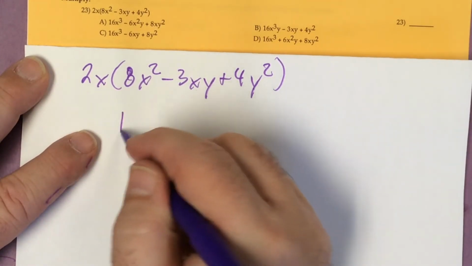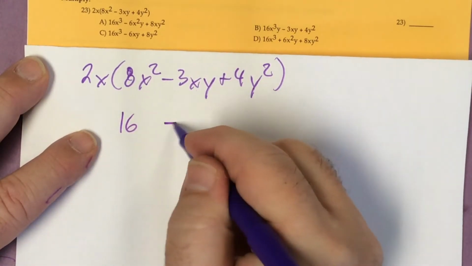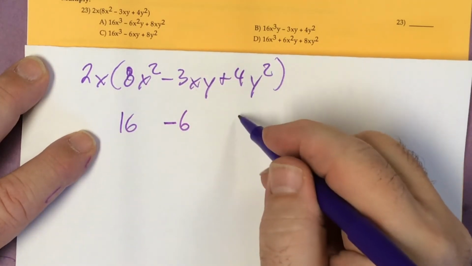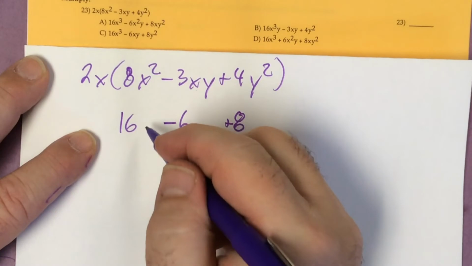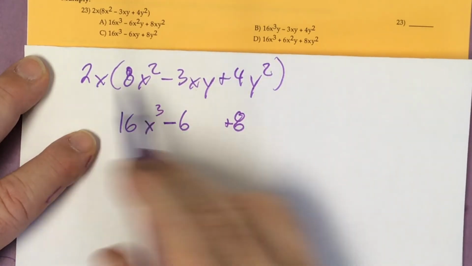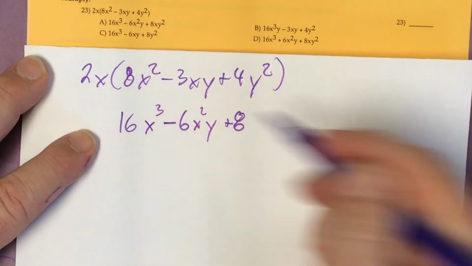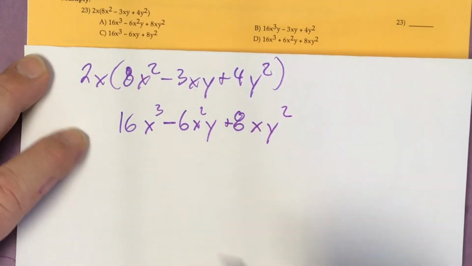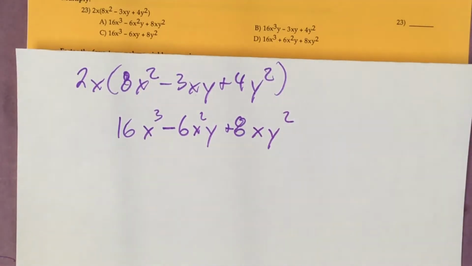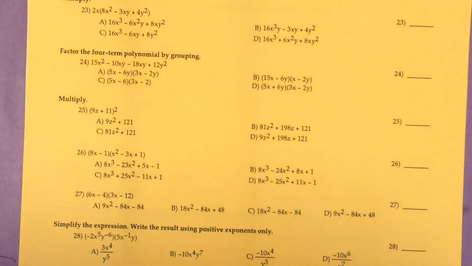So 2 times 8 will be 16. 2 times negative 3 will be negative 6. 2 times 4 is going to be 8, and it'll be plus 8. x times x to the second is x to the third. x times x will be x to the second, y. Then x times y to the second will just give me xy to the second. And that's going to be the answer to question 23.